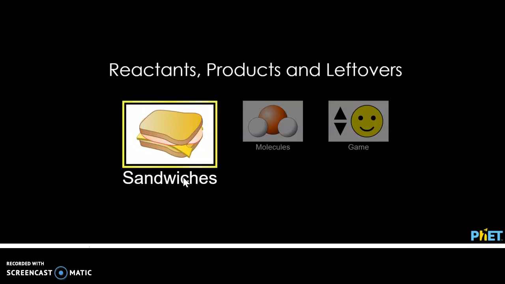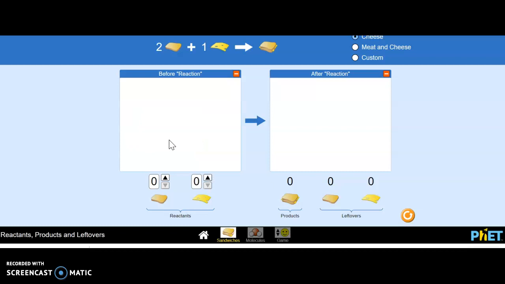So, part 1 here is the sandwiches. So we're going to click on this. Up here at the top, it tells us that we have a certain number of pieces of bread plus a certain number of pieces of cheese equals a sandwich. And that's what we're trying to look for. We're looking for this sandwich over here. We have our 2 reactants, our sandwich, which is our product, and then we have some leftovers.